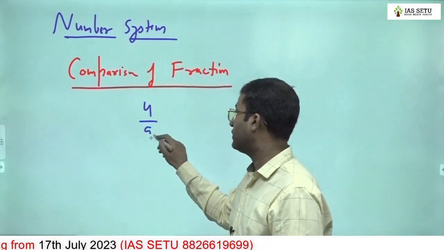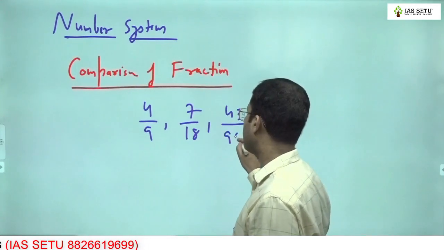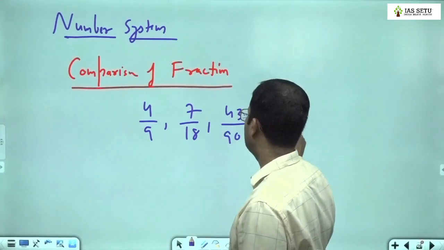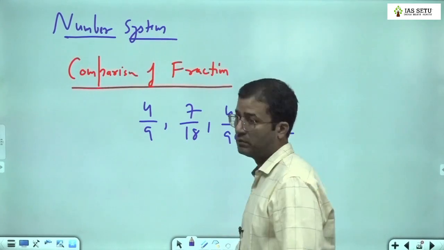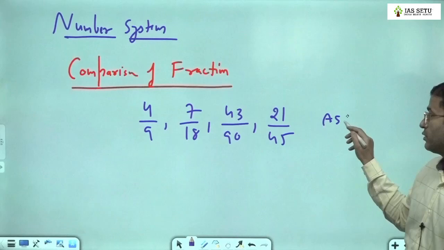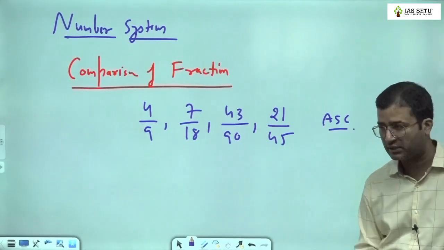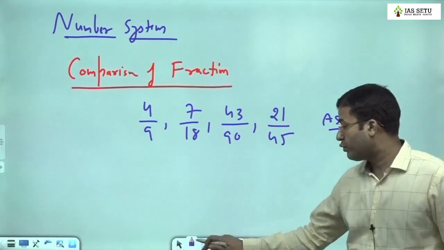4 by 9, 7 by 18, 43 by 90, 21 by 45. Arrange these in ascending order. It means we have to see which one is the smallest and which one is the largest. So what is important here?